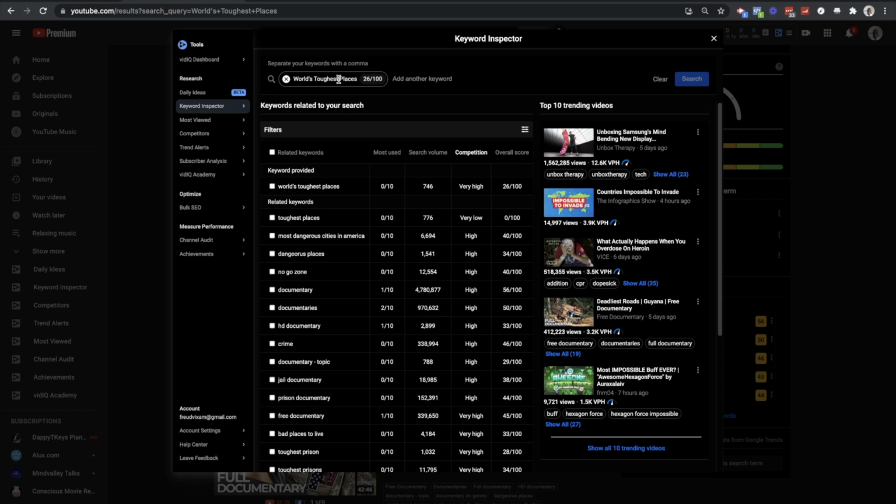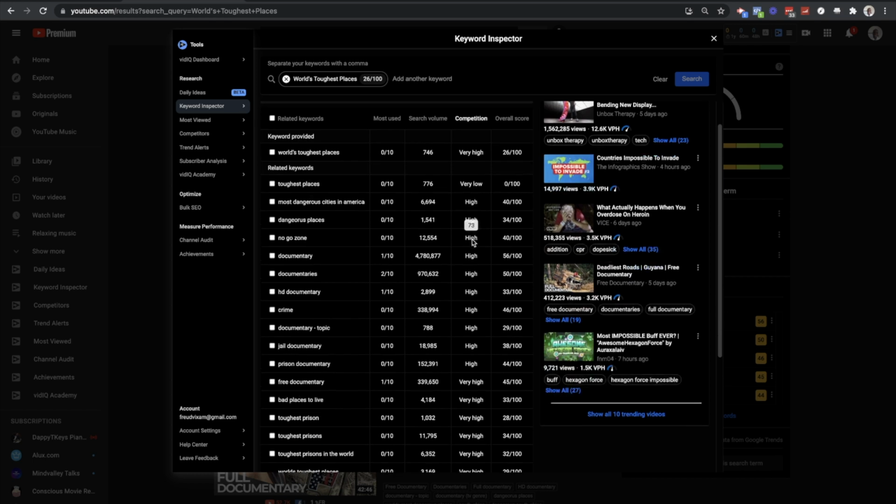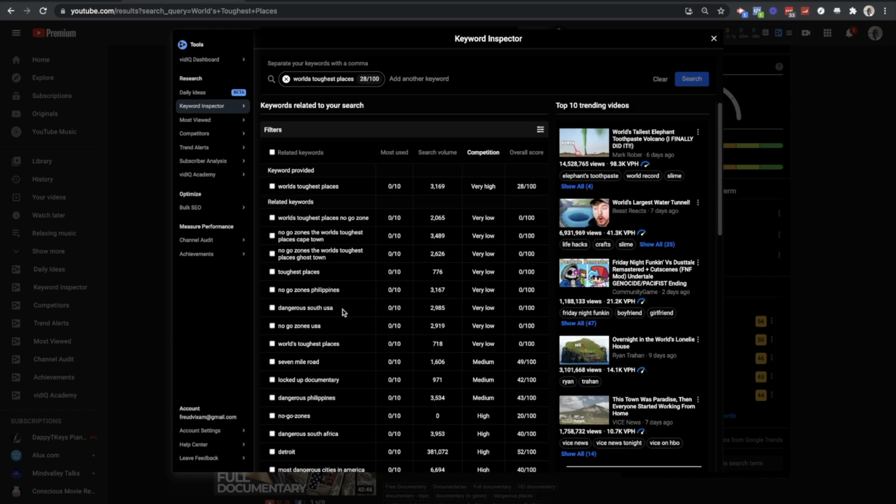And usually, whatever keyword you type, you just click competition, and it will filter to very low first. Then it's gonna go to high and very high. Toughest person in the world, world toughest places, world most dangerous places. Alright, so here we found some keywords we have a chance of ranking for. So no-go zone, the world toughest place, Cape Town. Straight up right here, this is a whole video idea.